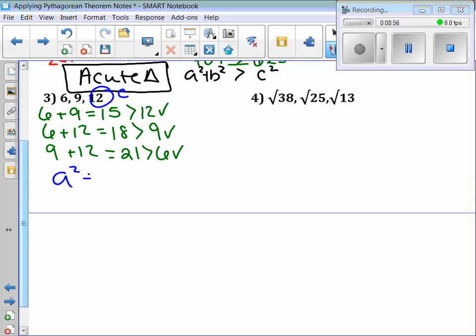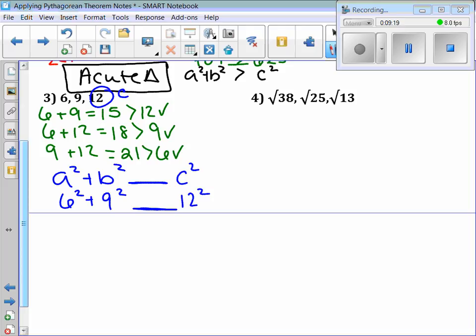a squared plus b squared. Leave a blank because we don't know that symbol. And then we have c squared. We know c in this problem is 12. And our a and our b are the other two side lengths. So we have 6 squared plus 9 squared, and we're still going to leave that blank in between to 12 squared. And then we go ahead and square everything out.